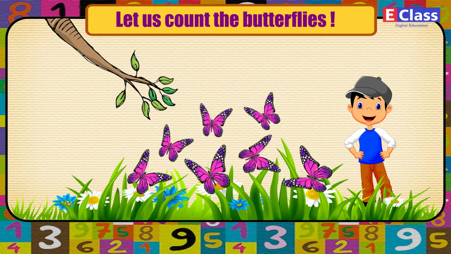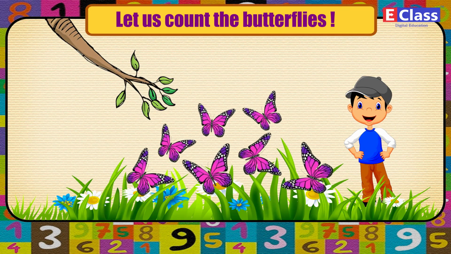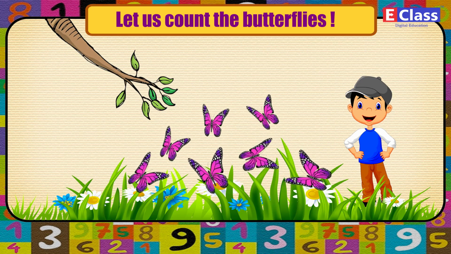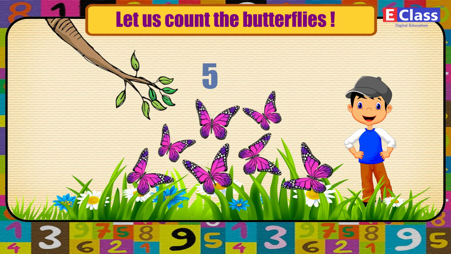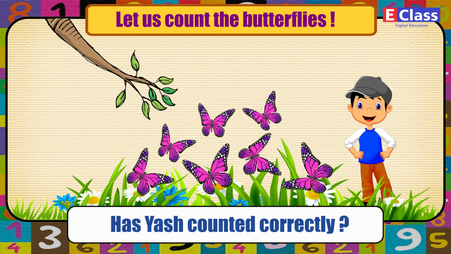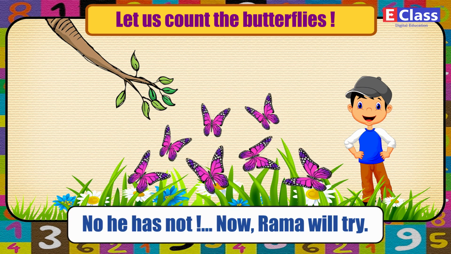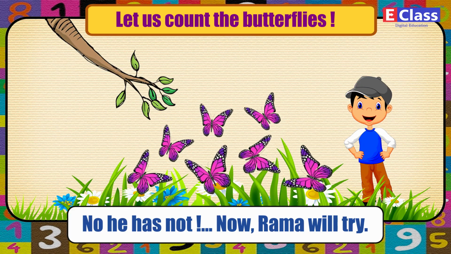Let us count the butterflies. 1, 2, 3, 4, 5, 6. Has Yash counted correctly? No, he has not. Now, Rama will try.